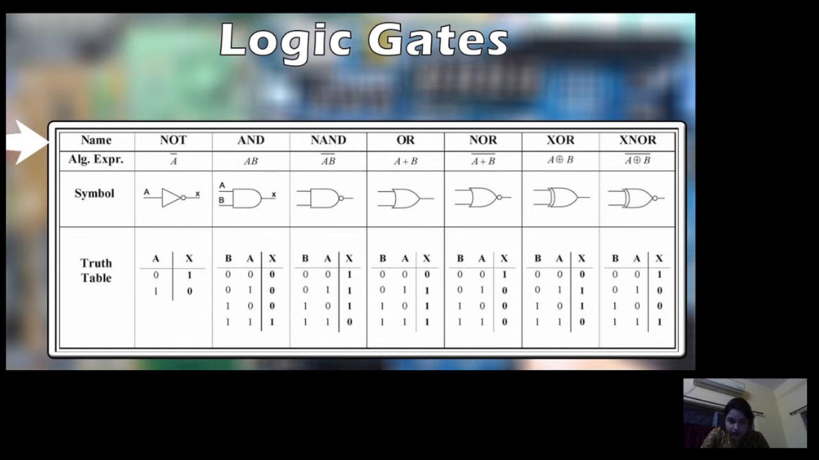So the output will be 1 only when both the inputs are equal. When both the inputs are 0 or both the inputs are 1, the output will be 1. When the 2 inputs are different, then the output will be 0.